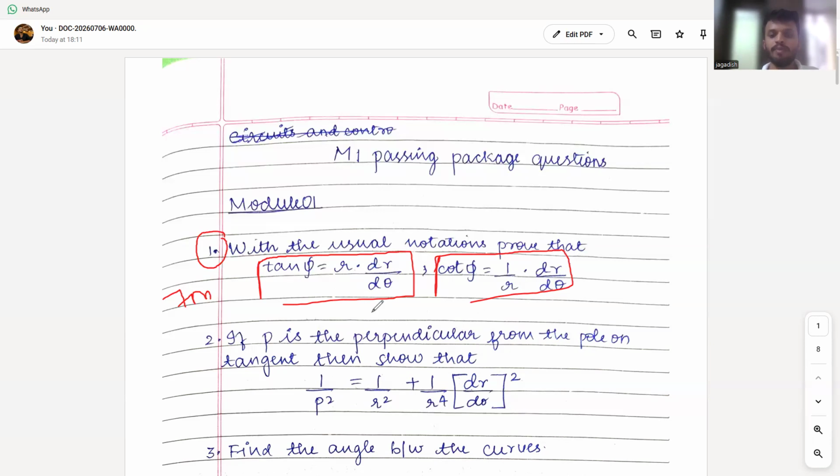If p is the perpendicular from the pole on the tangent, then show that 1 by p square is equal to 1 by r square plus 1 divided by r power 4 into (dr by d theta) the whole square. This is also a very important question, which will be coming for your examination for 7 marks.